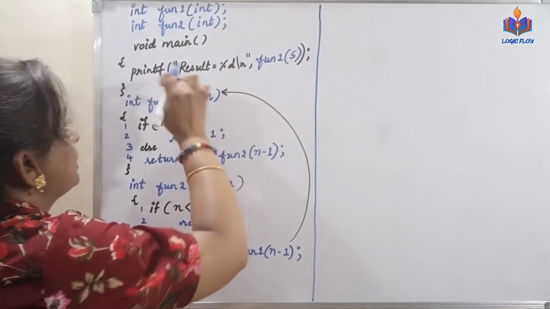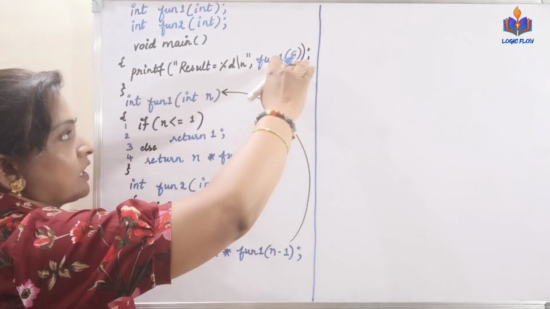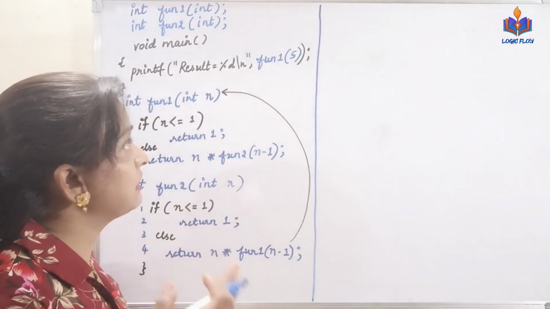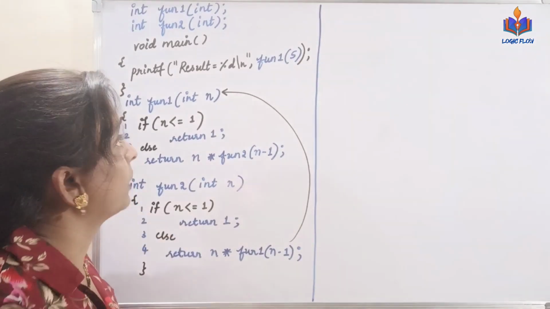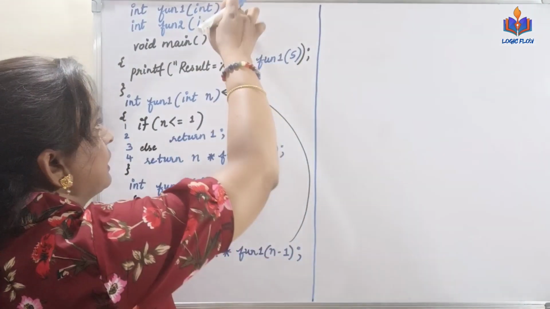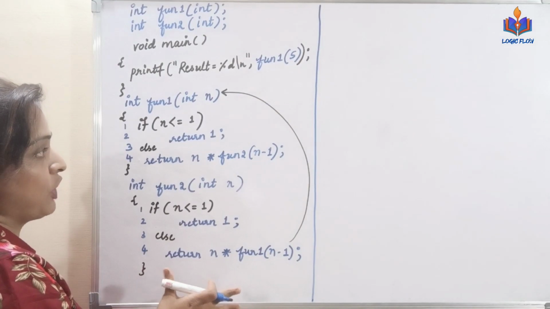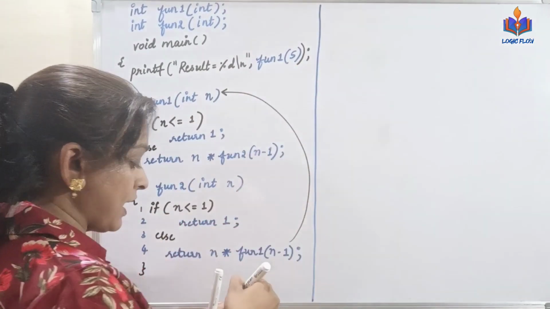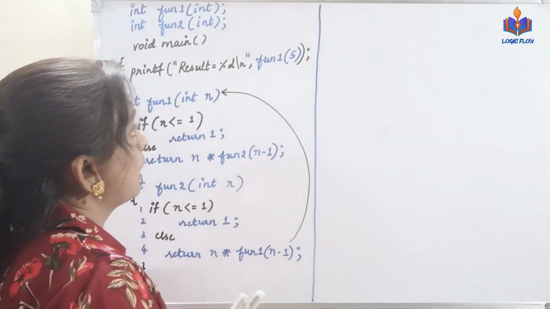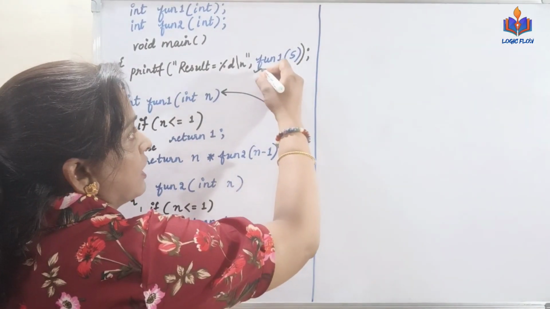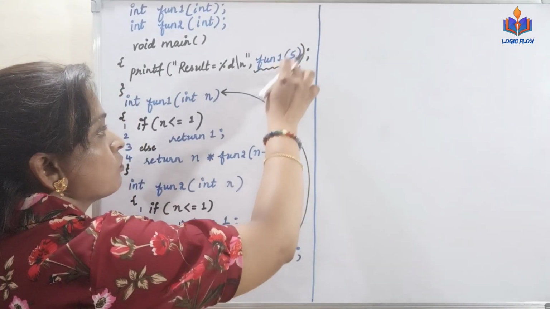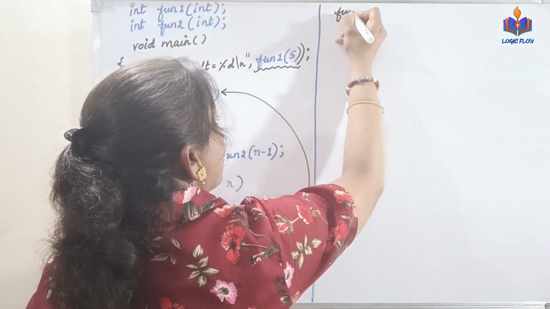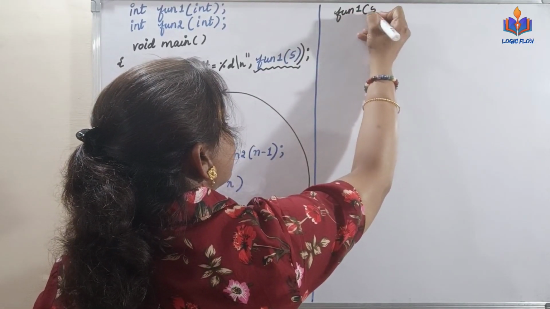Now printf result equal to, straight away we can print the result through function call. This method also we can do. We have seen that in the previous videos. Okay. So I am calling the function. This is declaration, this is call, and this is definition for two functions, function 1 and function 2. So now I am calling function 1. Function 1, I am passing the constant value 5. So I am invoking function 1 of 5.